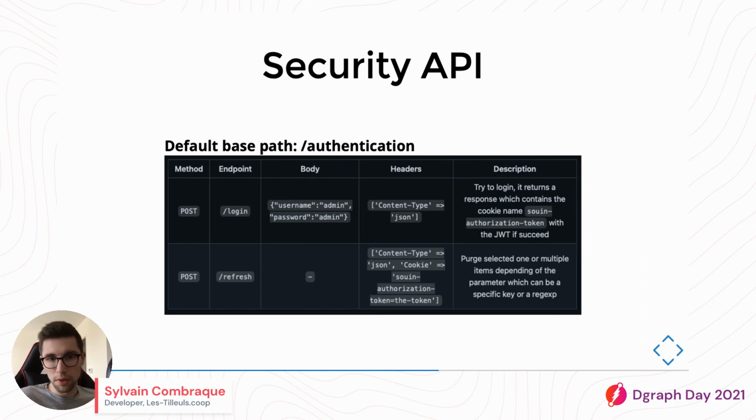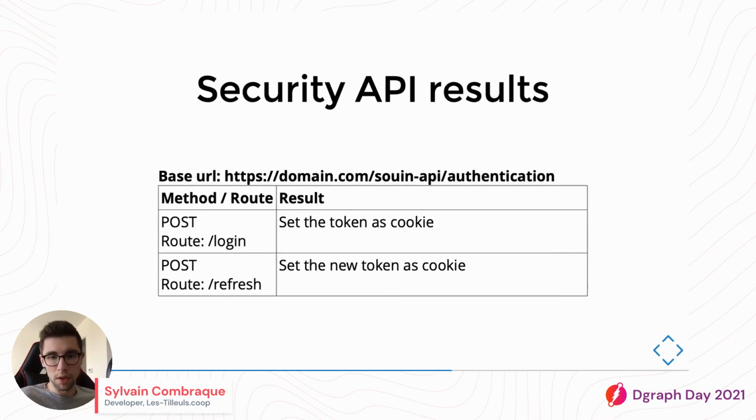Here is the result about the security API endpoint, which is located under the bus path authentication by default. The login request sets an HTTP cookie if authentication is valid. Then the refresh endpoint returns a new HTTP response, which tells that the previous cookie should be replaced by the new one.